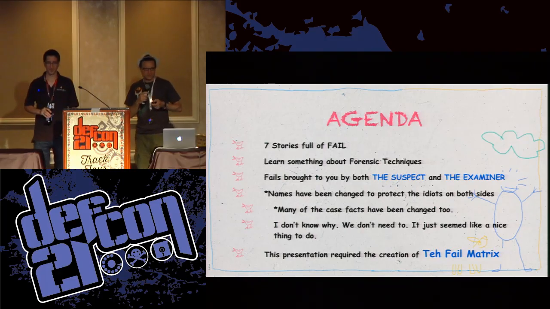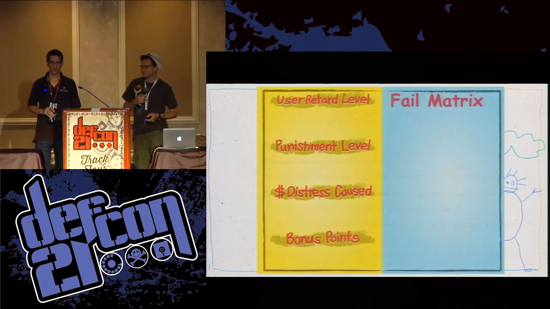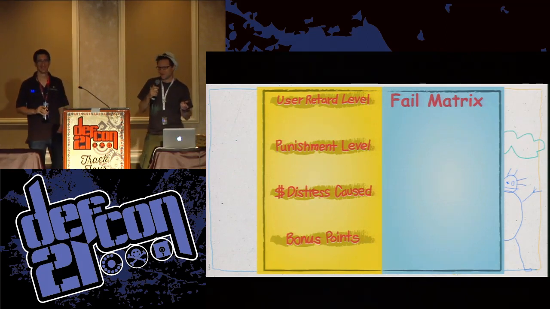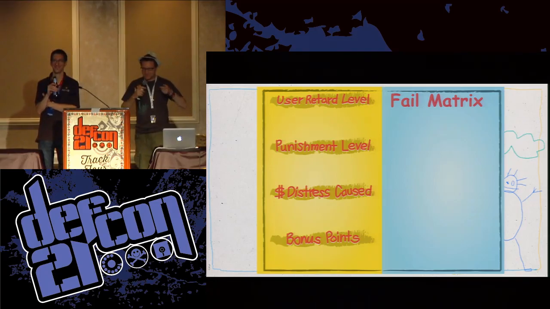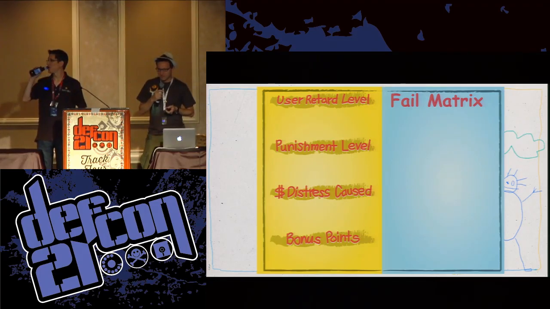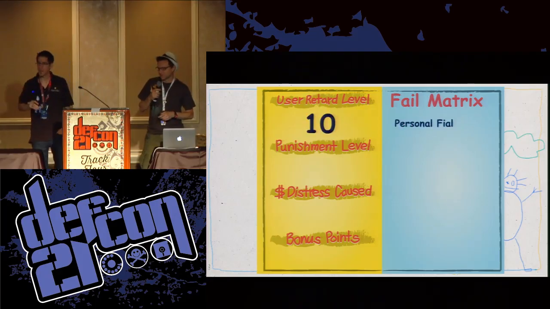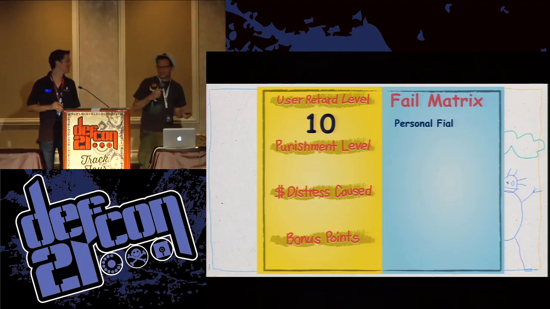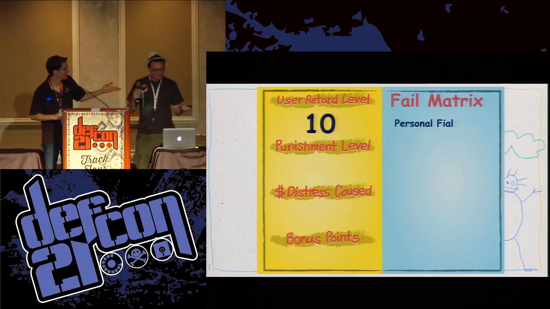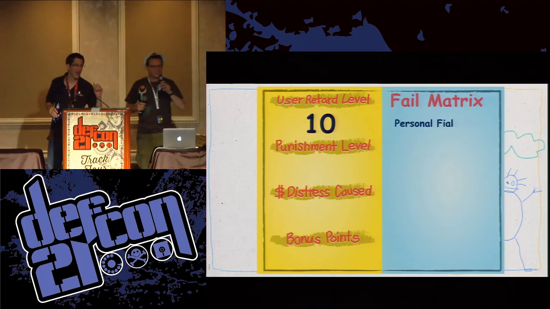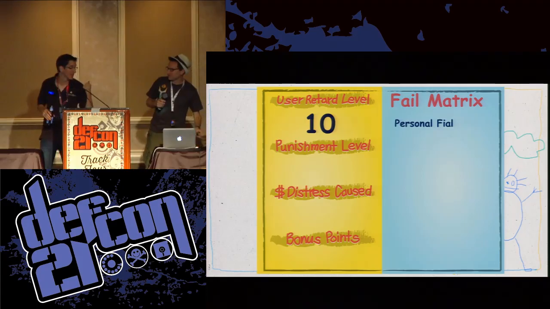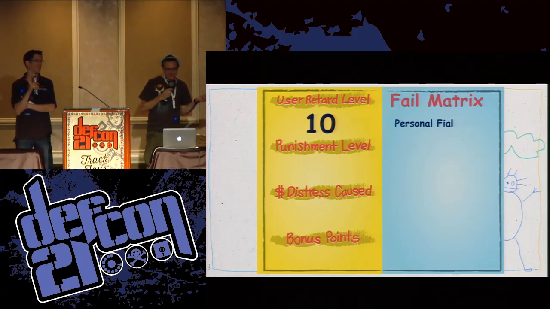We've decided we need to create a fail matrix to explain the fail. I'm just going to explain how the fail matrix works. The first level of fail is the user level. Oh my God, I spelled that wrong. Drink. For the record, he was responsible for the keynote presentation, so this is definitely his fail. This is my fail. I get 10 points.